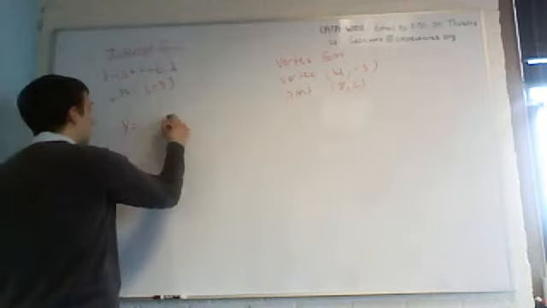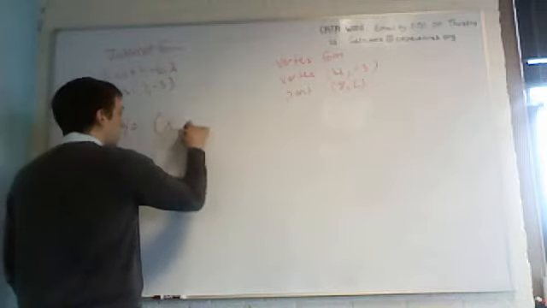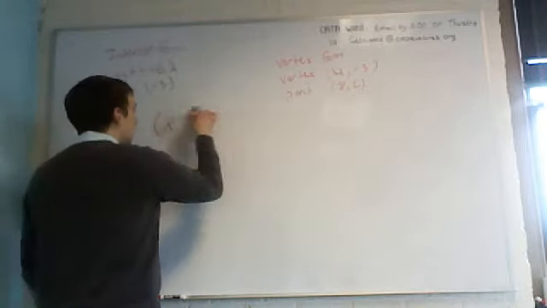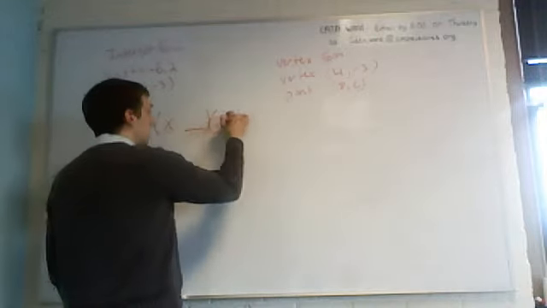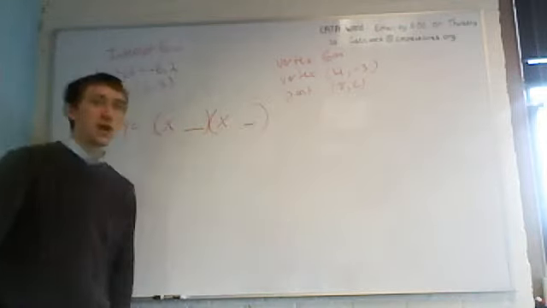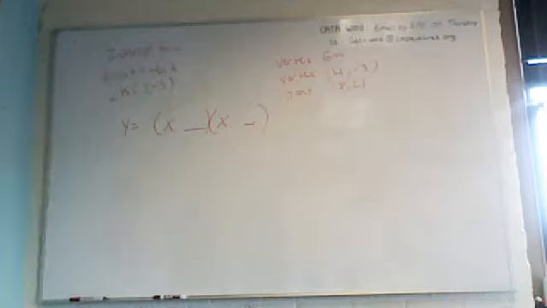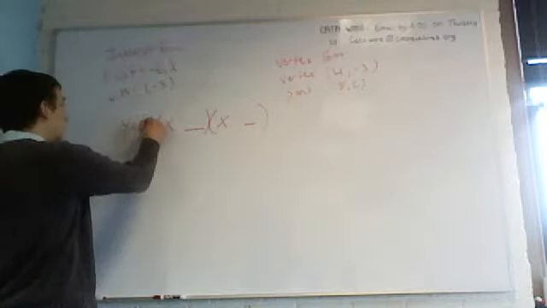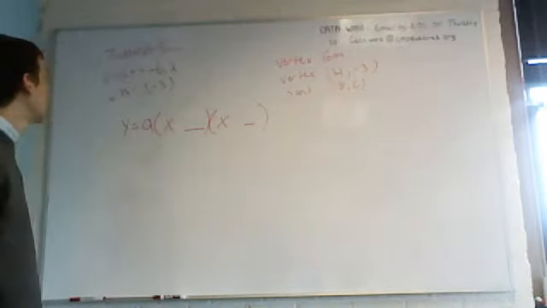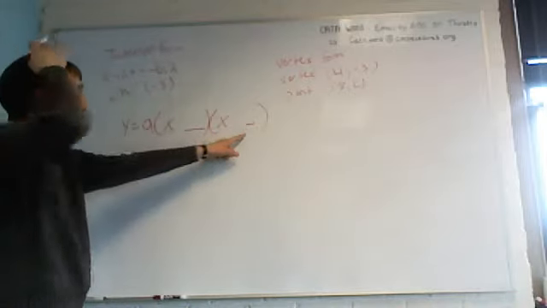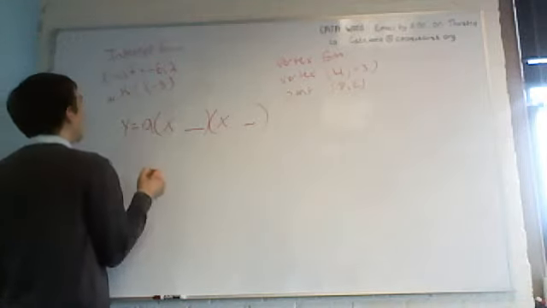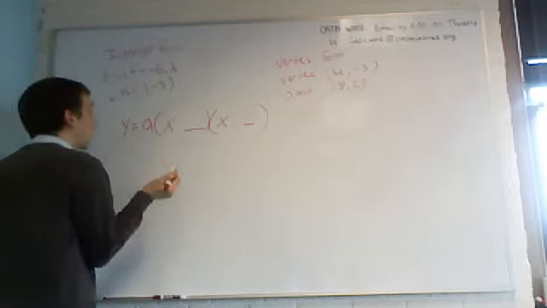Y equals, parentheses, x plus or minus something, parentheses, x plus or minus something. That is vertex form. Where do the two x-intercepts go? There. Oh, there's always an A. Oh, B and C. Here and here, right? Yeah. Technically they're called P and Q, but you don't need to know that.